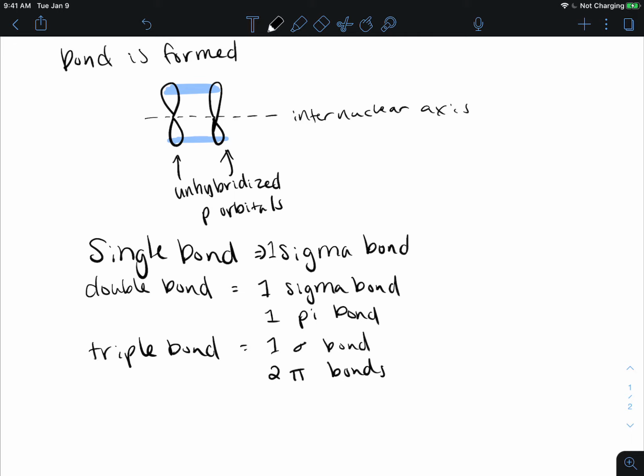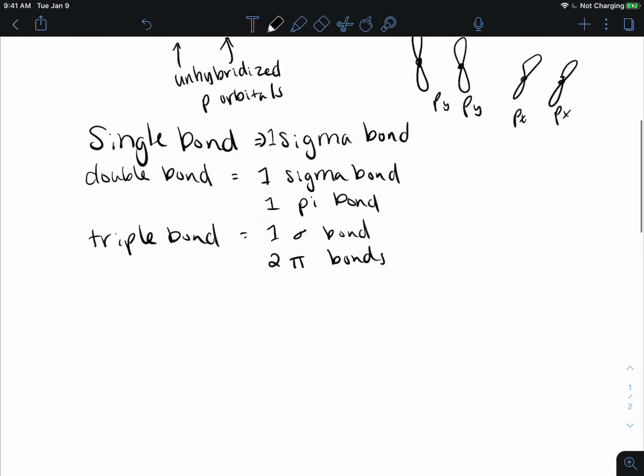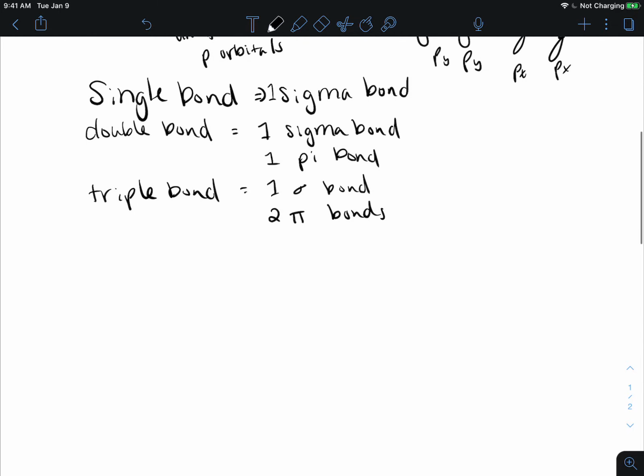Okay, so the pi bonds themselves, as I said, they are the overlap of p orbitals. They have to be parallel to each other. So we can have py, py, so py from one atom, py from another, or we can have px, px. Okay, remember we have x, y, and z as options. So let's see how we would draw these. So let's look at drawing sigma and pi bonds.